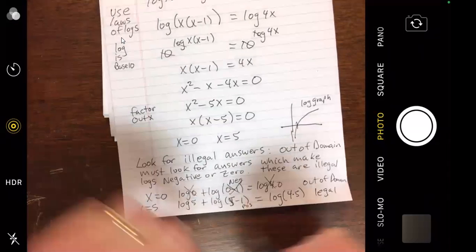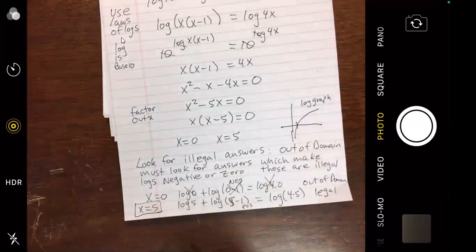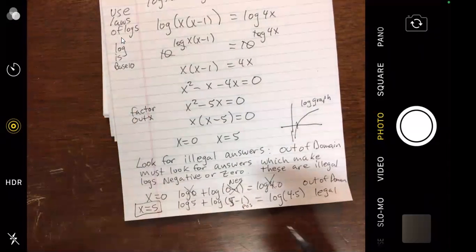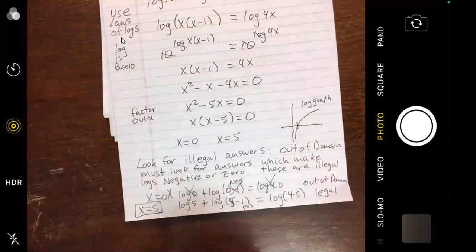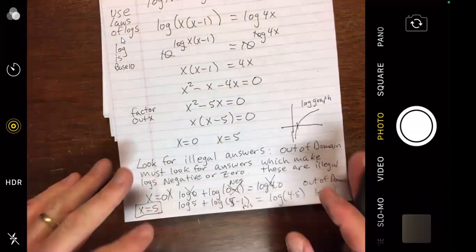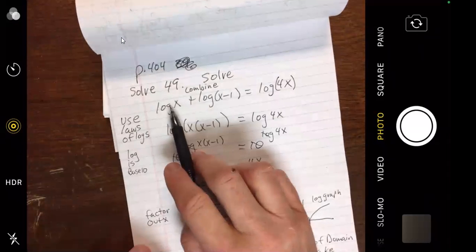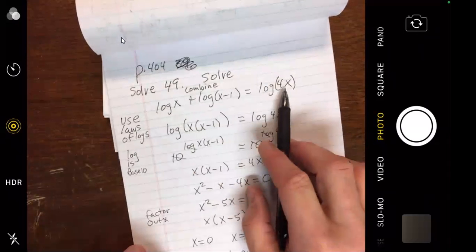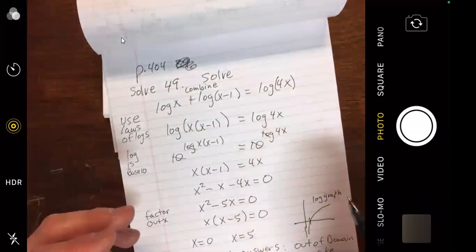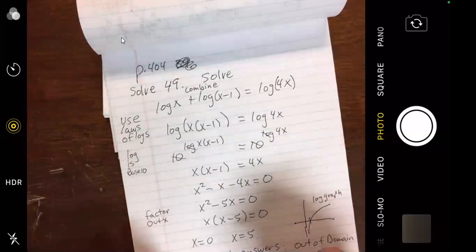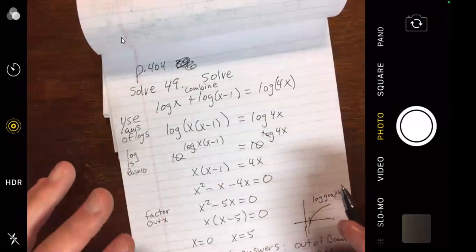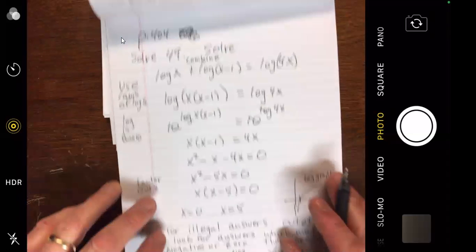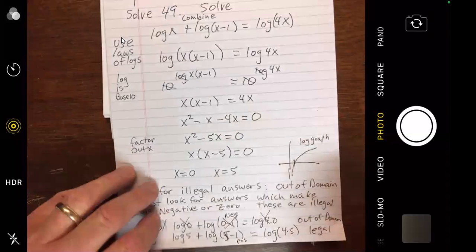X equals 5 is the only legal answer, and you need to show me that. Either cross off the x equals 0 or box the x equals 5. It's the only one I could punch in and get the same thing on both sides. Don't have to worry about that on exponentials because exponentials have domain minus infinity to infinity. You can stick anything into an exponential. So you don't have to worry about illegal numbers. Any answer you get out of an exponential is legal.